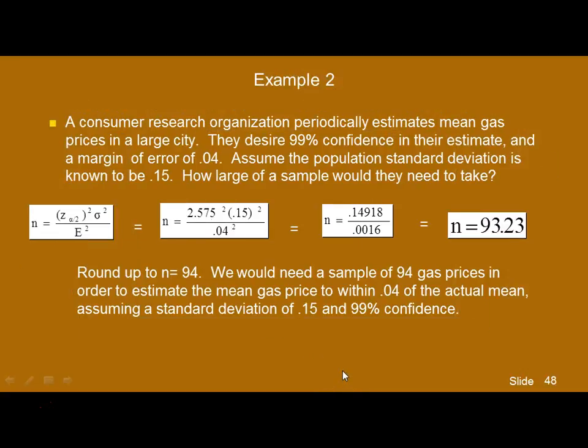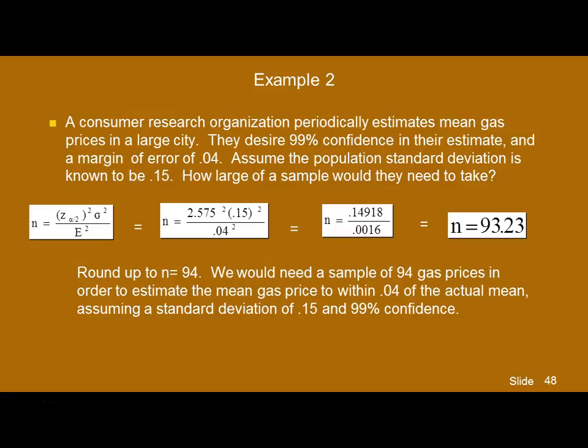Let's do another example, the same formula. A consumer research organization periodically estimates mean gas prices in a large city. Suppose they desire 99% confidence in their estimate and a margin of error of 0.04. Assume the population standard deviation is known to be 0.15, which would be 15 cents basically in gas prices, but we'll leave it in decimals as 0.15. How large of a sample would they need to take?